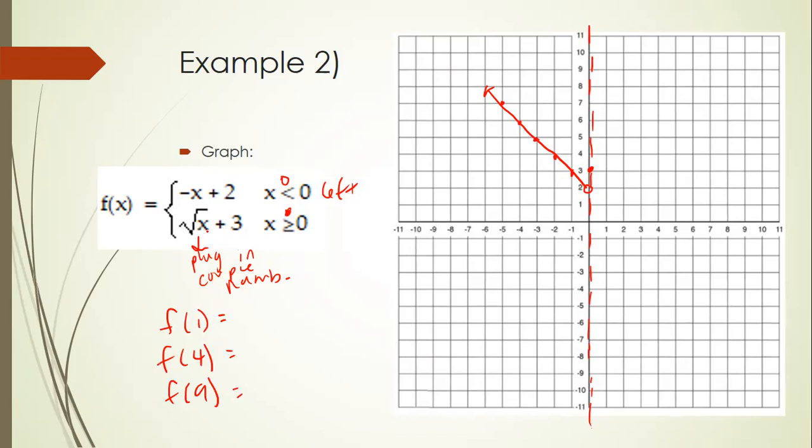So the square root of 1 is 1. 1 plus 3 is 4. My output is 4. The square root of 4 is 2 plus 3 is 5. The square root of 9 is 3. 3 plus 3 is 6. Does that make sense? So my points that I can plot, I'm going to go to 1, 4, 4, 5, and I'm going to go to 9, 6. And I'm going to follow those points to complete my graph.